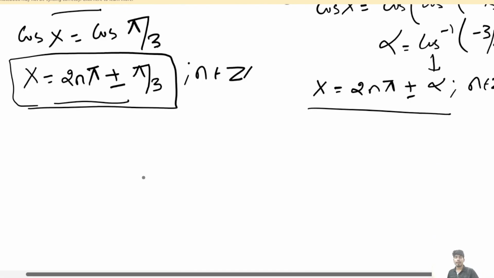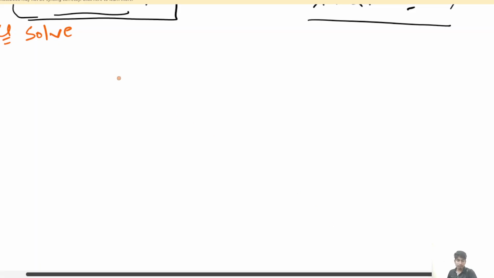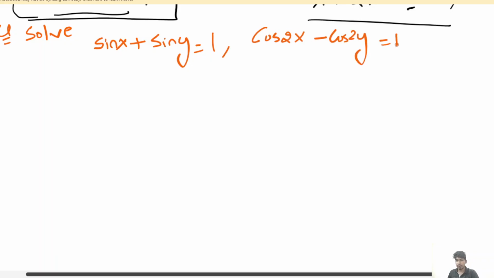Okay, students. Then what is our next question? Next question is solve. What is our question? Solve sin x plus sin y is equal to 1, and our second equation is cos 2x minus cos 2y is equal to 1. Okay, these are our two equations. We have to solve these.